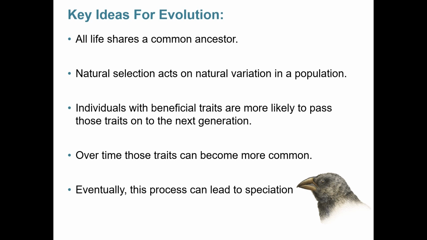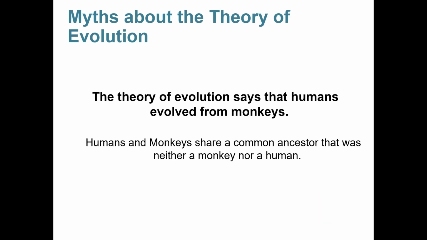There are a lot of different myths that I hear about evolution when I'm teaching courses like this. So I'm going to go over a couple of them. The first one is that the theory of evolution says that humans evolved from monkeys. That's not actually true. The theory of evolution says that humans and monkeys share a common ancestor. And common ancestors are species that were neither of the current ones. So that means that our common ancestor was neither a monkey nor a human.